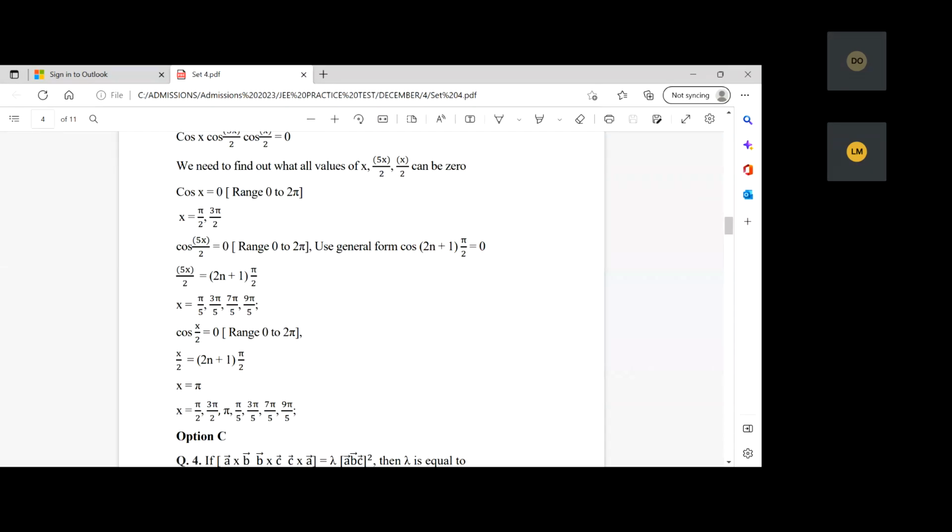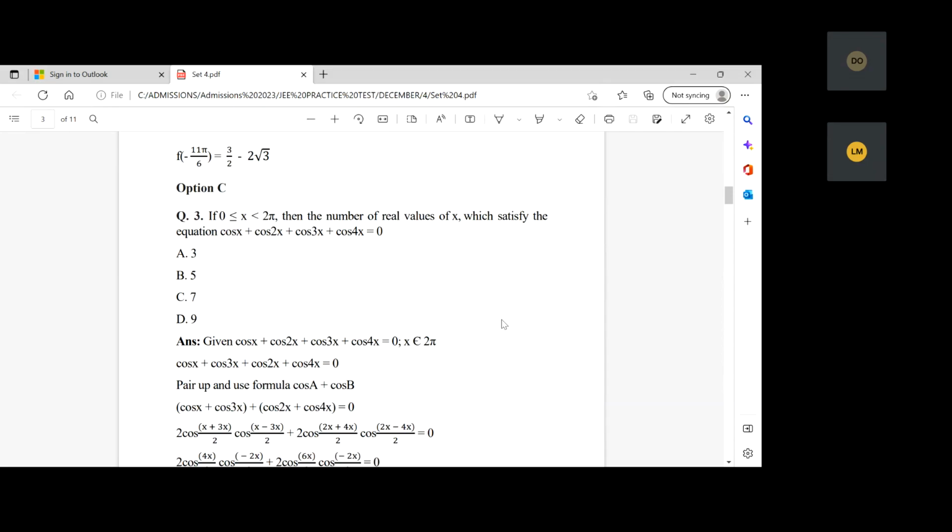So I'll just show this question once again. If there is anything, you can just type it in the chat box. The range is initially given in the question. It is 0 less than or equal to x less than 2π. We need to find out the values which satisfy this.